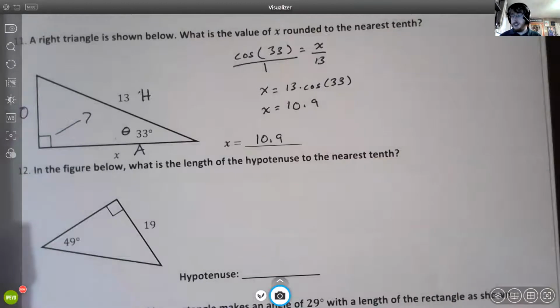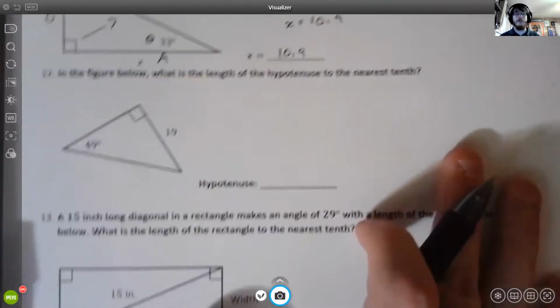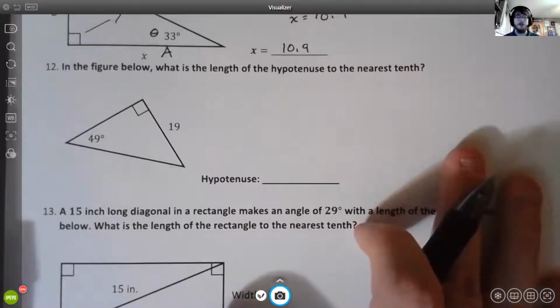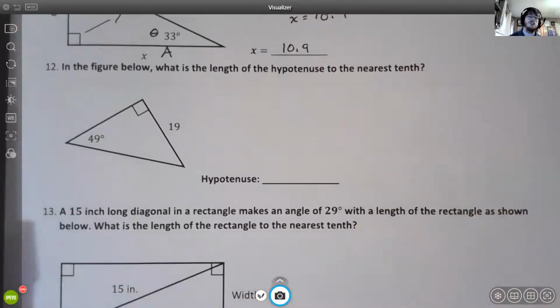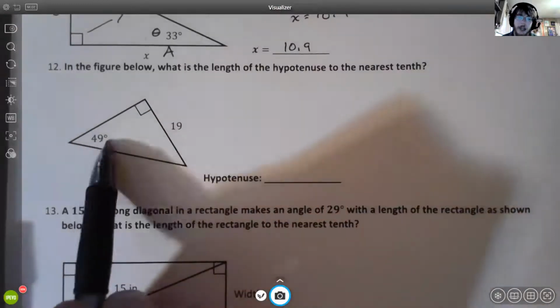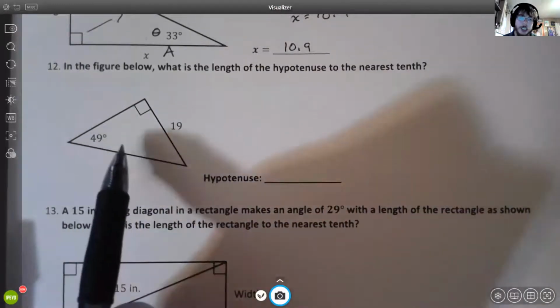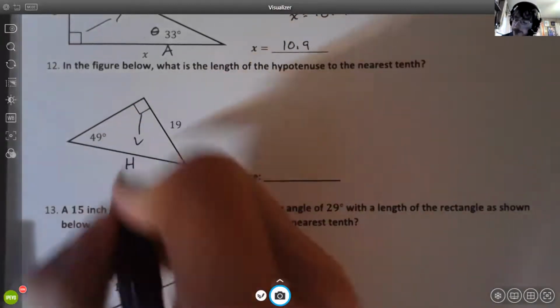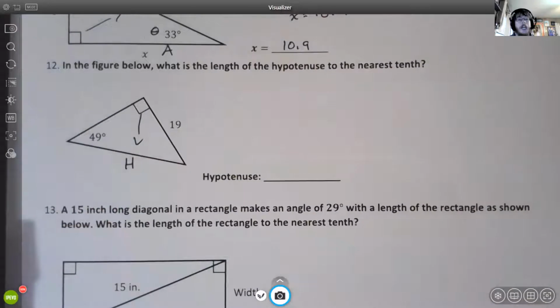Number 12, in the figure below, what is the length of the hypotenuse to the nearest tenth? So it wants us to find the hypotenuse. Again, what you're wanting to do is figure out if you're given two sides already or if you're given just one side and an angle. And the key thing here is you're given an angle and one side. So it wants us to find our hypotenuse, and our hypotenuse would be here. Our theta is the angle that's not the right angle, so it would be 49.